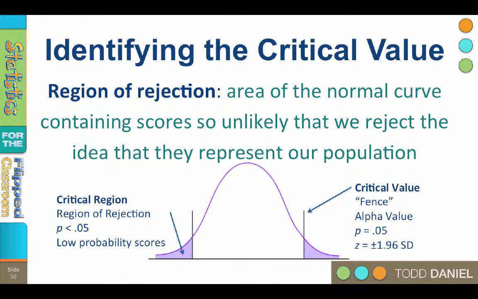These are the small ends of the tails. In this case, they're colored in purple. Means in the region of rejection are so unrepresentative of the original population that it is a much better bet that they represent some other population. If the test mean does not lie beyond the critical value, then the sample is not in the region of rejection. Therefore, the sample test mean is likely to represent the original population.